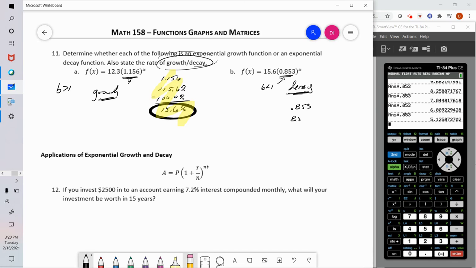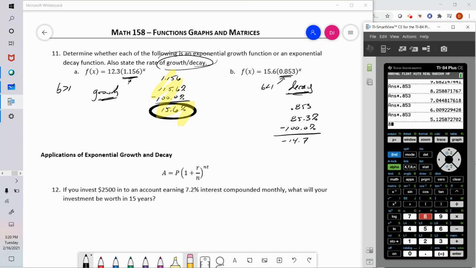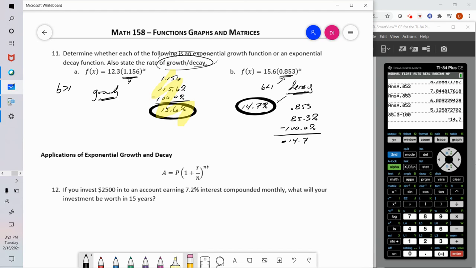0.853, I can think of that as 85.3%. I'm going to subtract 100% from that, and I get negative 14.7. 85.3 minus 100, negative 14.7. So that's the decay. The negative indicates decay. My rate of decay is 14.7%. For the value of my car, let's suppose, it is going to decrease 14.7% each year.